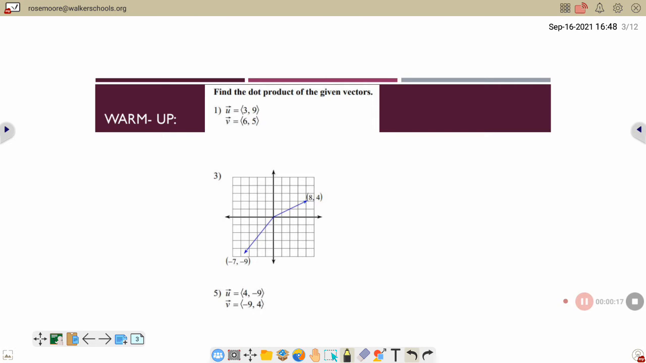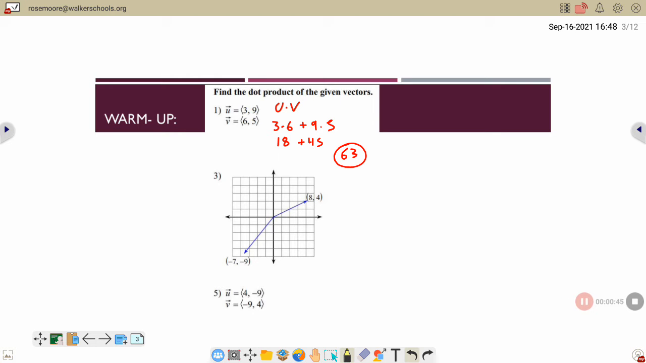So my first one, it gives me u and v. So u dot v will just be my 3 times 6 plus 9 times 5. All right, 3 times 6 is 18. 9 times 5 is 45. 18 plus 45 should be, C, 63, I believe. Hope I'm not wrong. That would be sad.